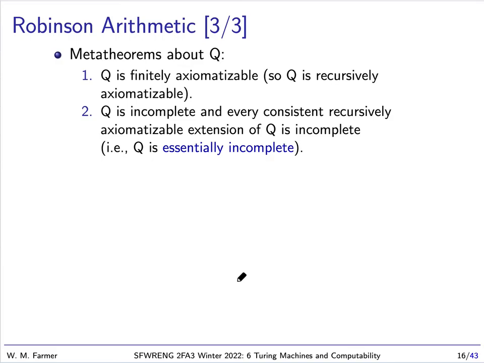Q is incomplete. Incomplete means that there will be some statement such that we can prove neither it nor its negation. And not only is Q incomplete, but we can't make it complete by adding more axioms. Every consistent, recursively axiomatizable extension of Q is incomplete. So if we add more axioms, the only way we can make it complete is to add so many axioms that there will be no possible way of recognizing what is an axiom or not. There will be, in other words, no computer program that can tell us what is an axiom or not. So we say that Q is essentially incomplete.